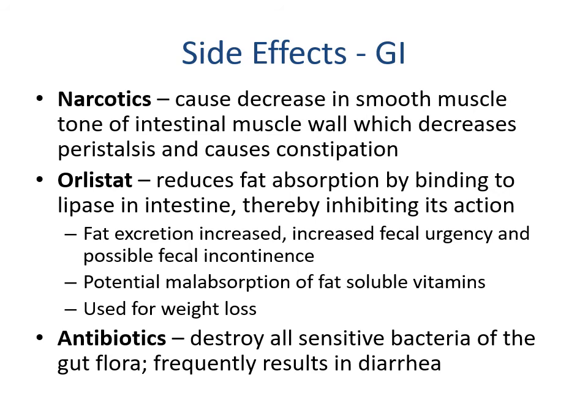Narcotics cause a decrease in smooth muscle tone of the intestinal muscle wall, which decreases peristalsis and causes constipation. Orlistat reduces fat absorption by binding to lipase in the intestine, thereby inhibiting its action. So fat excretion is increased. There's increased fecal urgency and possibly fecal incontinence, and the potential for malabsorption of fat-soluble vitamins. But again, this is done intentionally, as this is a weight loss drug.